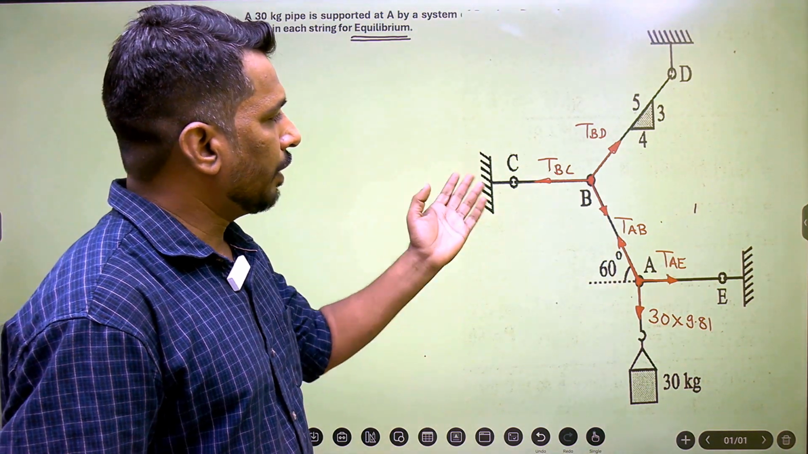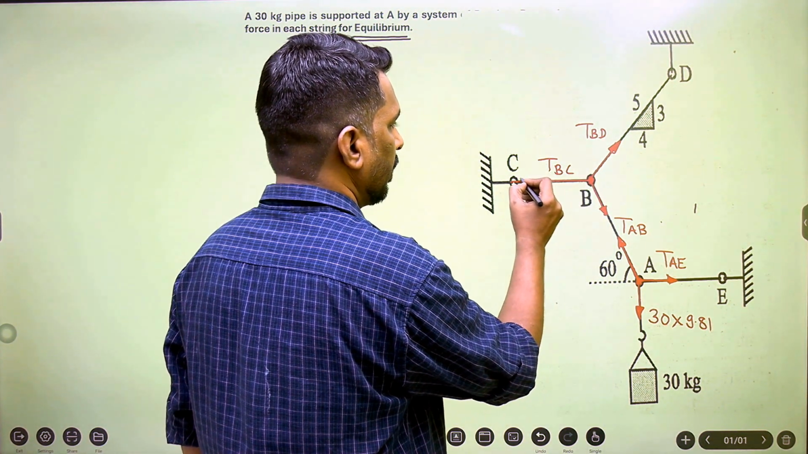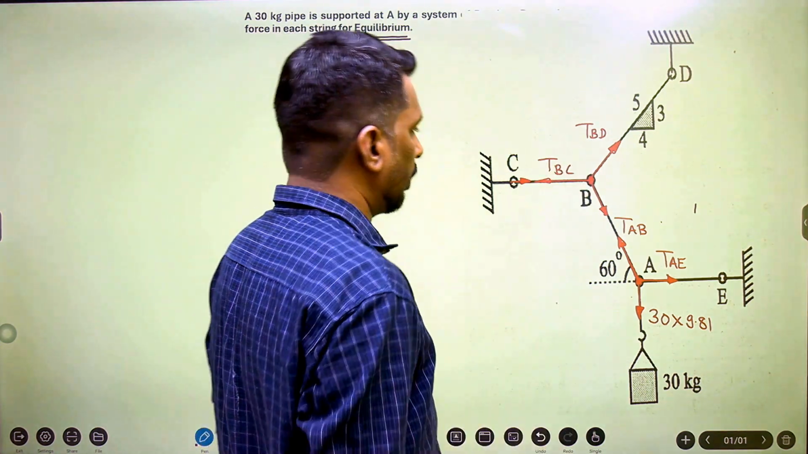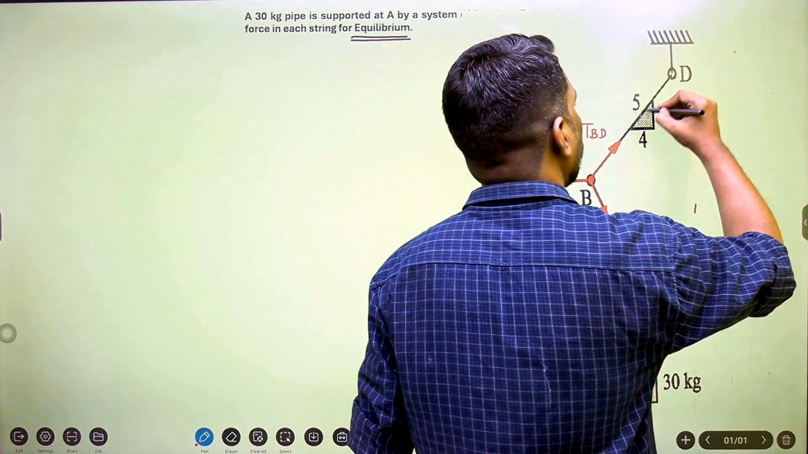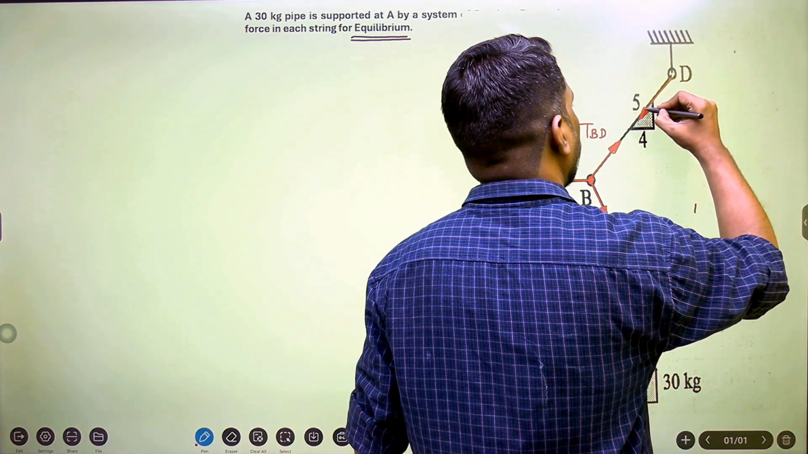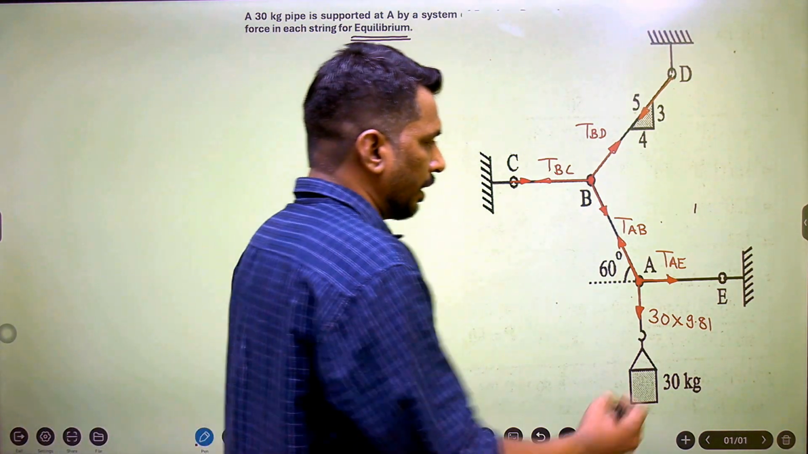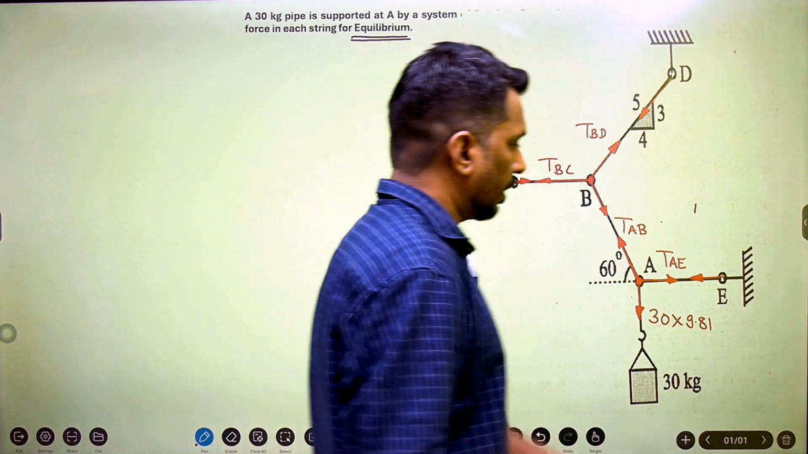If I consider point C, then it is connected to the BC cable, but the tension is like this. Tension BC, same value, but the direction is opposite considering point C. Same thing happened with D. Tension BD will act like this if you consider point D. And then E, of course, so tension AE will be like this considering point E.